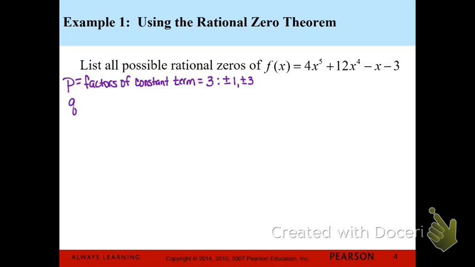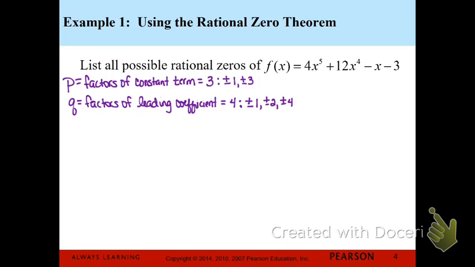All right, Q is going to be the factors of the leading coefficient. So what number is my leading coefficient? 4. And what are the factors of 4? Well, first, start with your smallest number. It's divisible by 1, correct? And then 2. Is it divisible by 3? And then 4. All right, so those are my possible P's and my possible Q's. Or these are my P's and Q's.